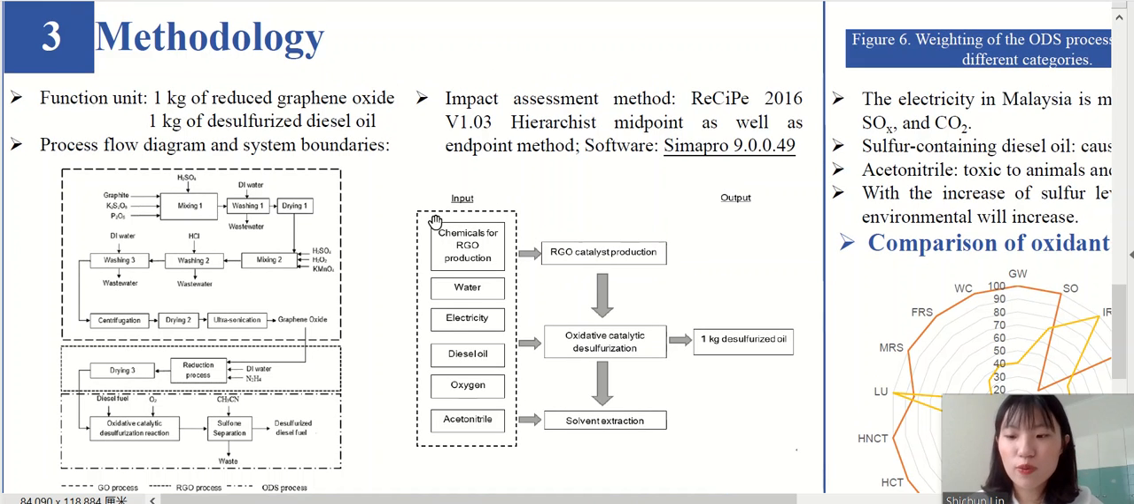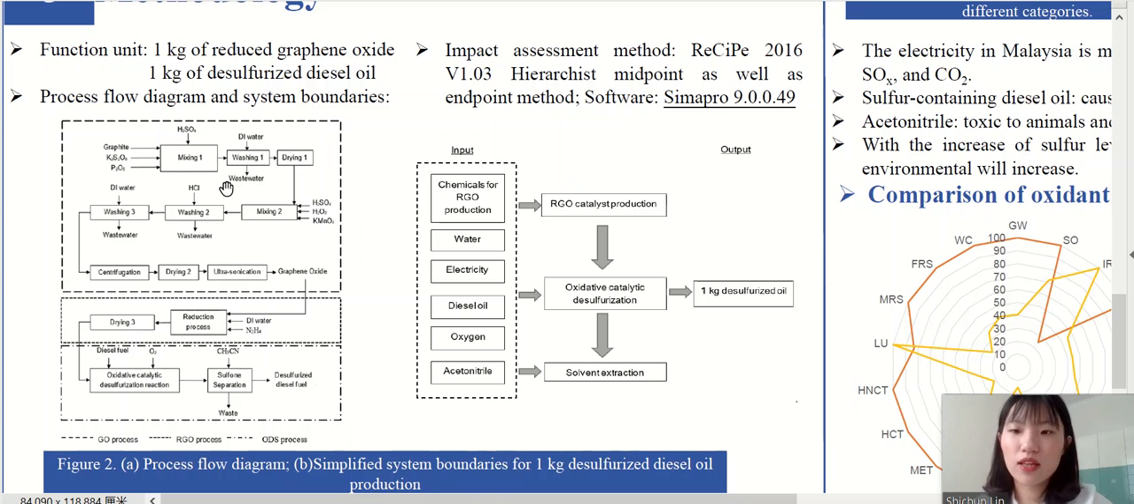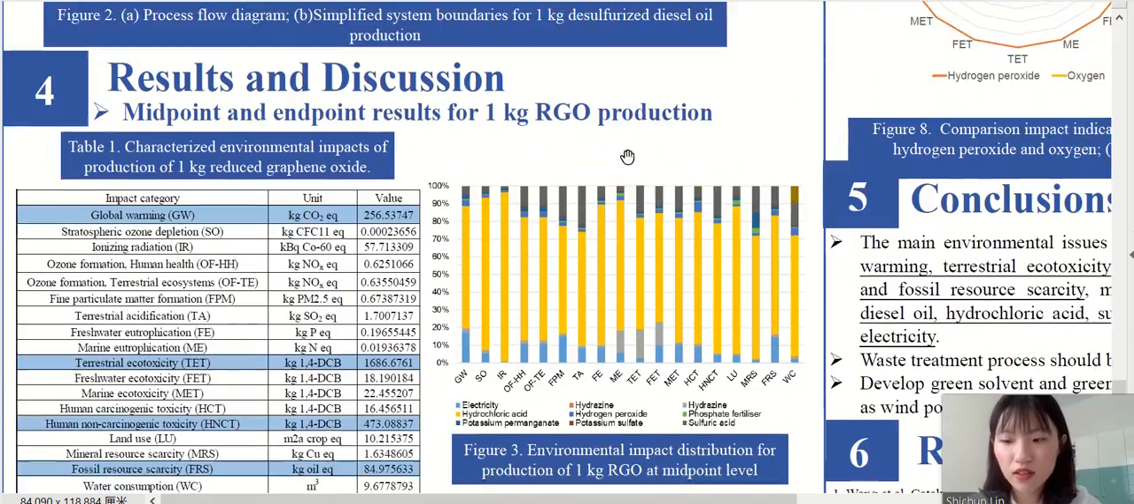Come to methodology part. The functional unit of this study is 1 kg of RGO and desulfurized diesel oils. The process flow diagram containing the GO production, RGO production, and also the ODS process is shown here. Based on the flow diagram, the system boundary diagram can be easily drawn. And the calculation method in this study is the ReCiPe approach, and the software used is SimaPro.